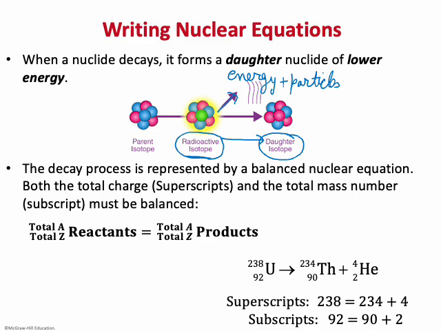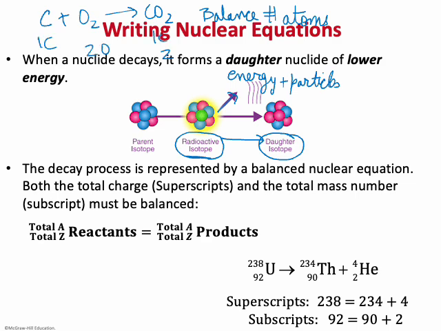How do we write a nuclear equation? Just as chemical reactions are written as chemical equations, for example, carbon plus oxygen gives you CO2. That is a chemical reaction, right? What is important in a chemical reaction? It should be balanced. But what are we balancing here? In a chemical reaction, we balance the number of atoms. If your reactant has 1 carbon, the product has 1 carbon. Reactant has 2 oxygen, product should have 2 oxygen. So that's a balanced chemical reaction.